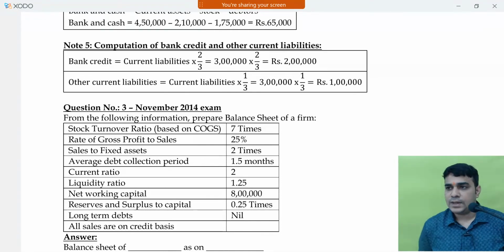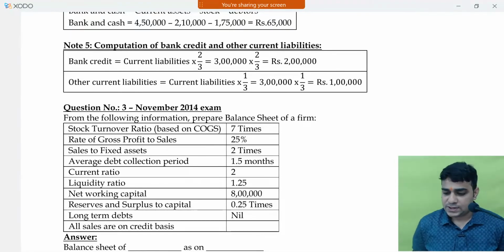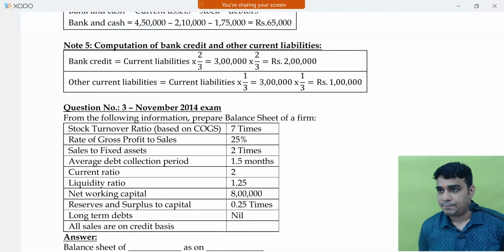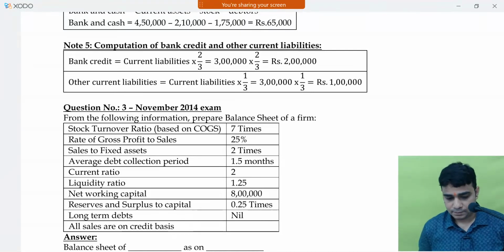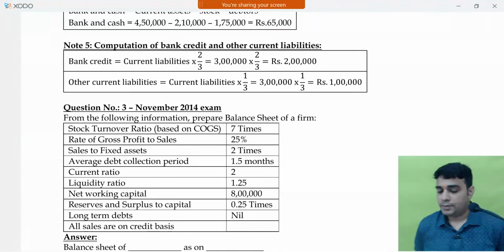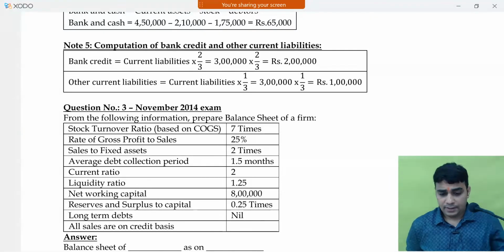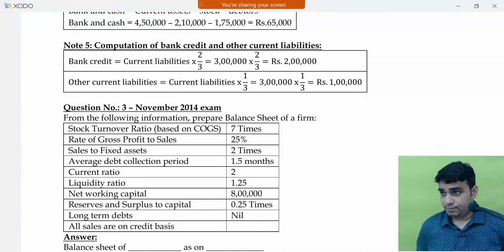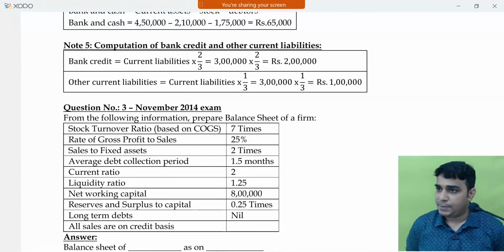I'll see if there's a need to solve it, or I'll discuss wherever there's a need. I want to just tell you the important combinations from an exam point of view. Okay, broadly similar to the previous question. Stock turnover ratio is there, GP to sales is there. One more ratio which I see, sales to fixed asset. This ratio was not there in the previous question.